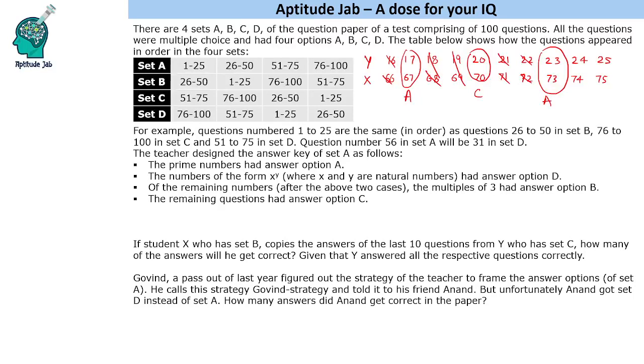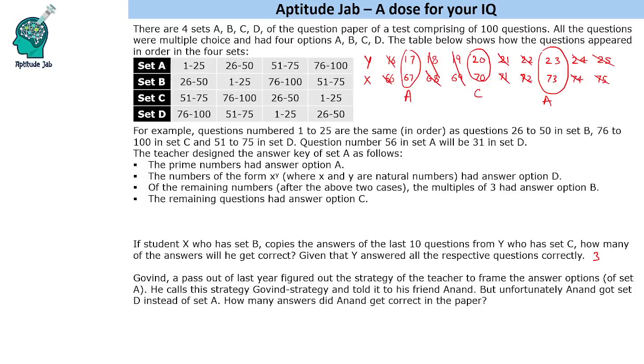24, 74, this is a multiple of 3. This is not a multiple of 3. It will not match. 25 is a square number. This is a multiple of 3. The answers will not match. So the person will get 3 answers correct out of these, just randomly copying from this. So that person got 3 answers correct.